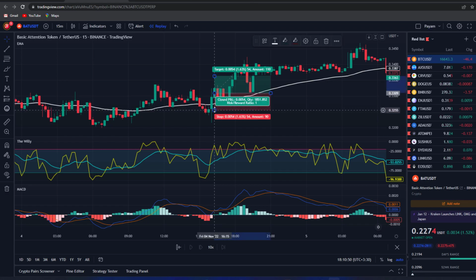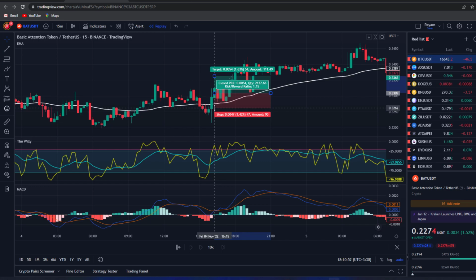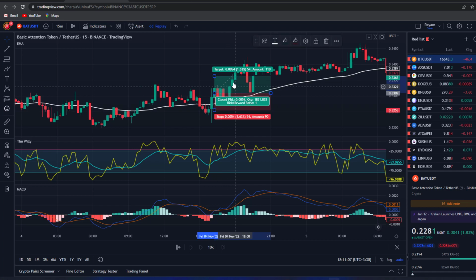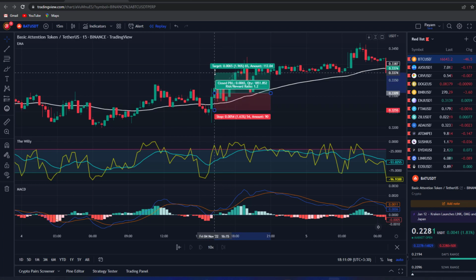Stop loss, the best place for the stop loss is a little lower than the EMA. So it can be somewhere around here. I'm just going to put it even somewhere lower for a lower risk. Somewhere around here would be good. Ratio 1.5.